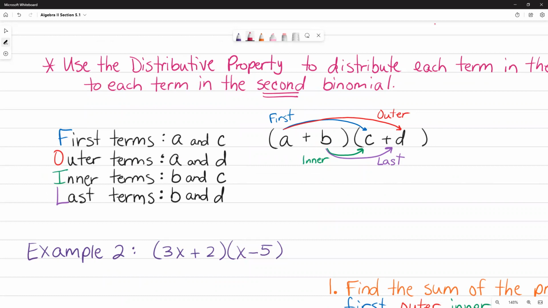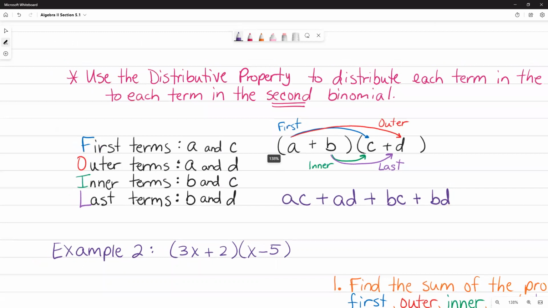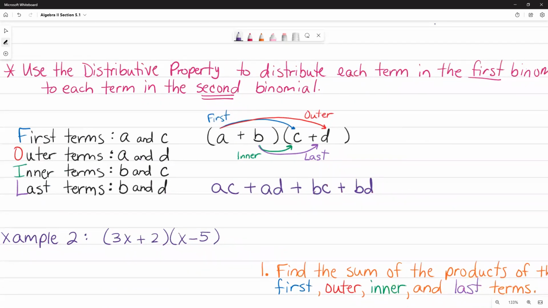And so you end up with a setup such that the first AC, plus AD, plus BC, your inner, plus BD, where A, B, C, and D just represent the first and second terms in each of the binomials. And you've got that on page 188.